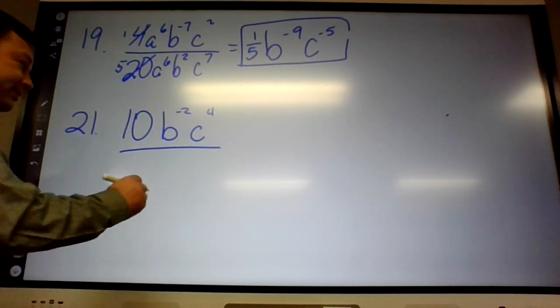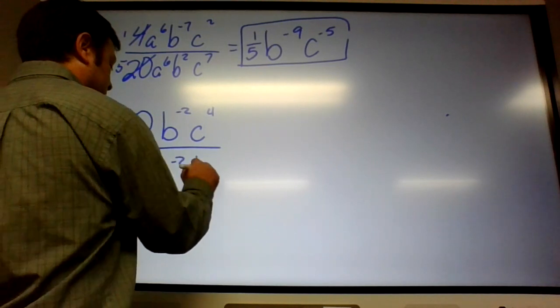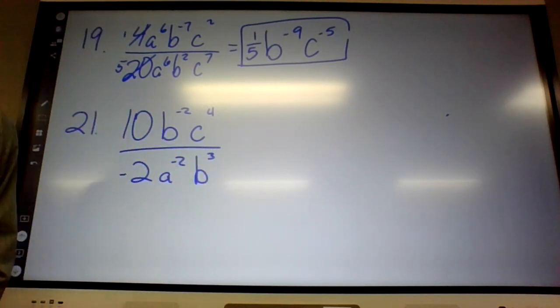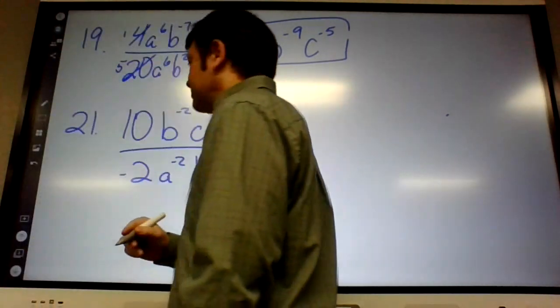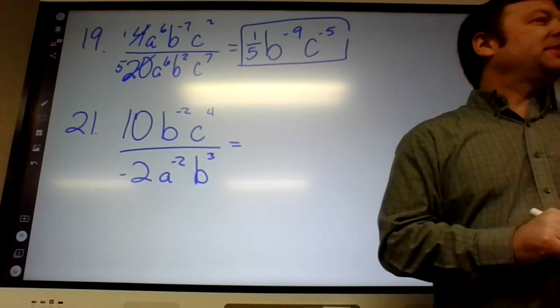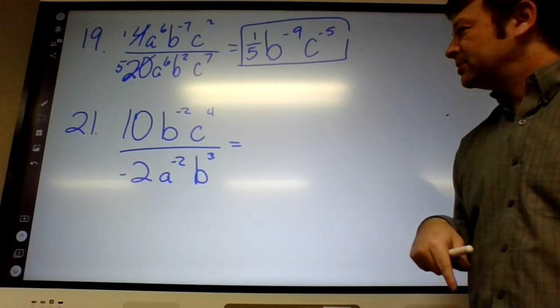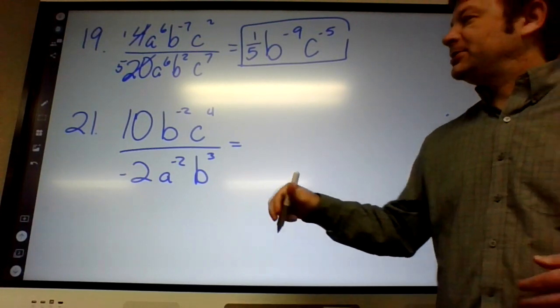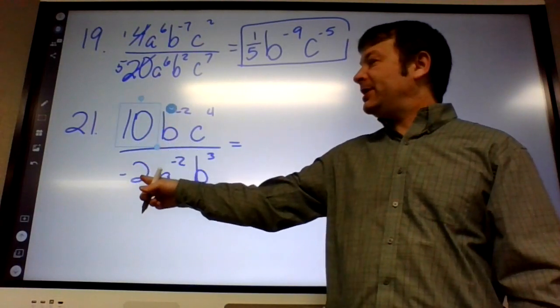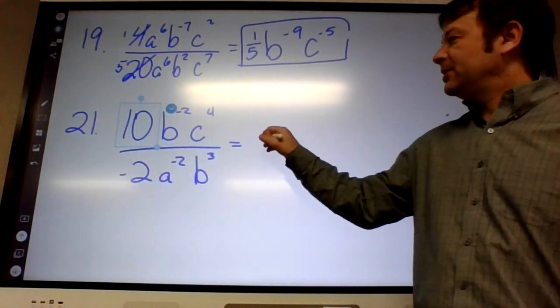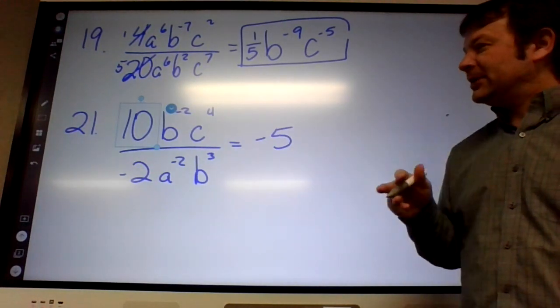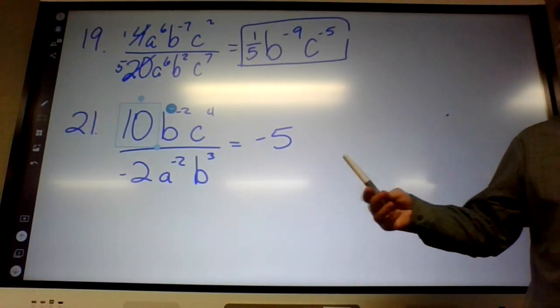Negative 2a, negative 2b3. Let's just do 24, I guess. Yay. Okay. Let's see. I kind of looped around that way. Okay, well, I'll just ask the class. So we've got 10 divided by negative 2. So what's that going to be? Negative 5.